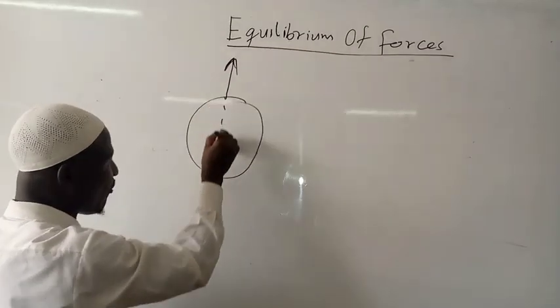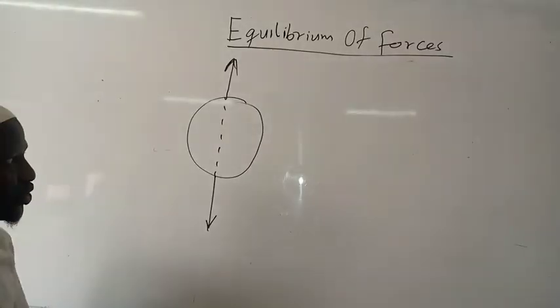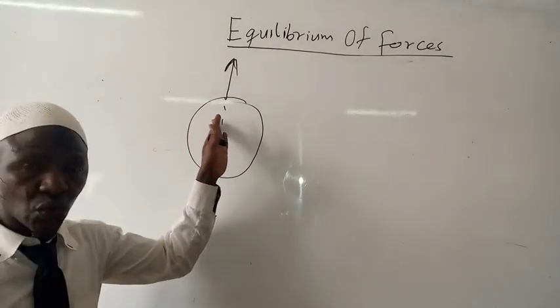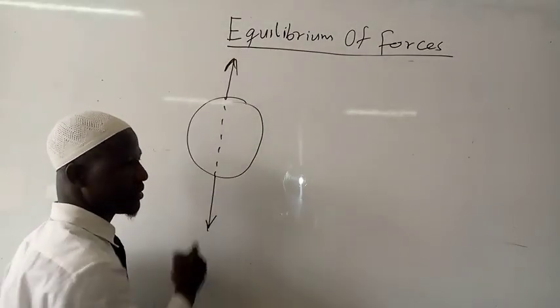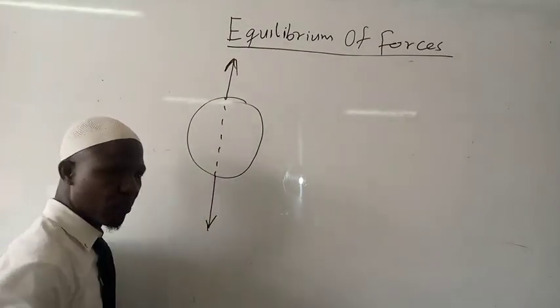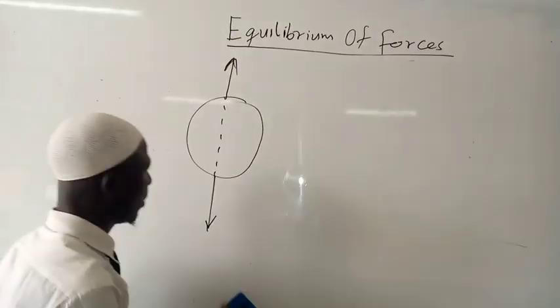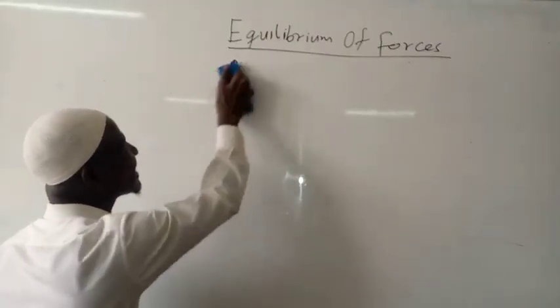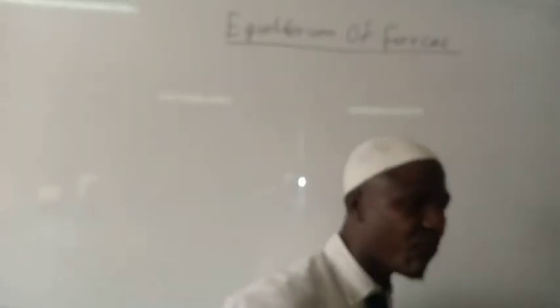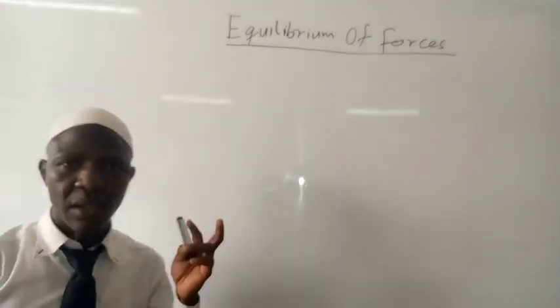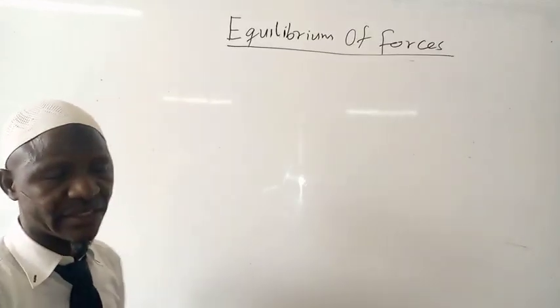Since their line of action is the same, they are just two opposite forces. This is not a couple. Their lines of action must not be the same. So, a couple is two equal, parallel, and opposite forces, not acting along the same line.